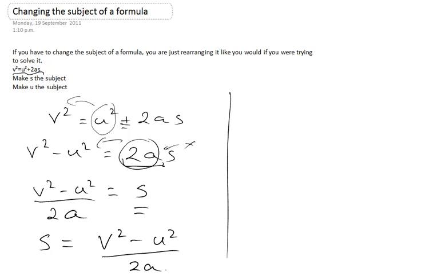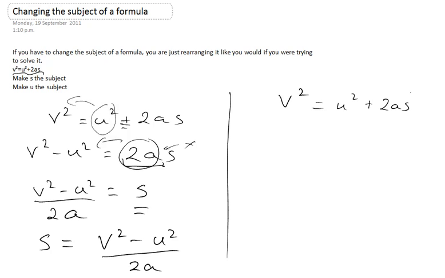Now for some reason, some students find it really odd having it equals S and they think it should be S equals. Actually it makes no difference which side the S is on. Okay, so that's the first one. My second one is, this time I want to make U the subject.